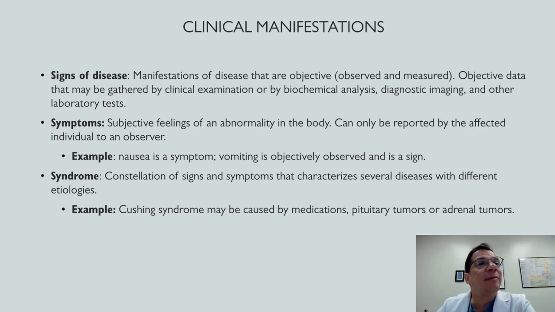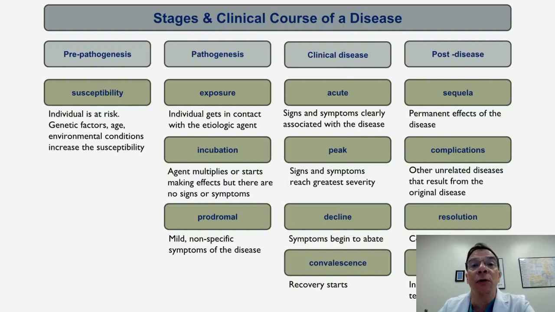Now, talking about the clinical manifestations of a disease, it's important to know the difference between a sign and a symptom. Signs are objective manifestations, things that we can observe and measure. It's data that may be gathered by physical examination or by doing blood tests, x-rays, different diagnostic tests. A symptom is a subjective feeling that patients describe, that we don't see. For example, someone may experience nausea or vertigo. We don't see that. They tell us.